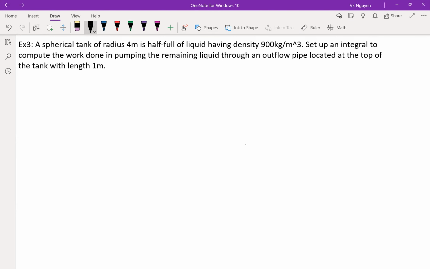Let's just sketch it out. So here comes a sphere. And then up here, there's an outflow pipe. With this sketch, it is better.